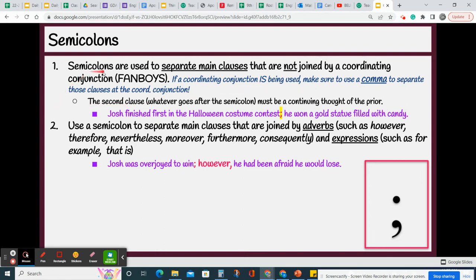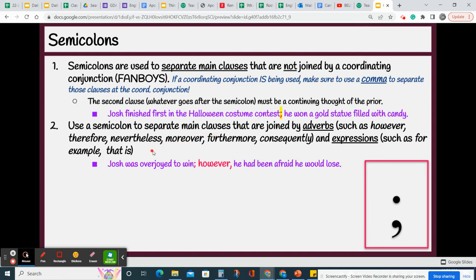Make sure, though, if you do not have a coordinating conjunction and you are using a semicolon to separate the 2 halves of the sentences, the second clause, or whatever goes after the semicolon, has to be a continuing thought of the prior, so they should be related to each other. Josh finished first in the Halloween costume contest. He won a gold statue filled with candy, so the second half of the sentence directly relates to the first half of the sentence, but they are 2 independent clauses, and to indicate that these are 2 independent clauses, we got to include that semicolon. Semicolons are like fancy periods, pretty much.